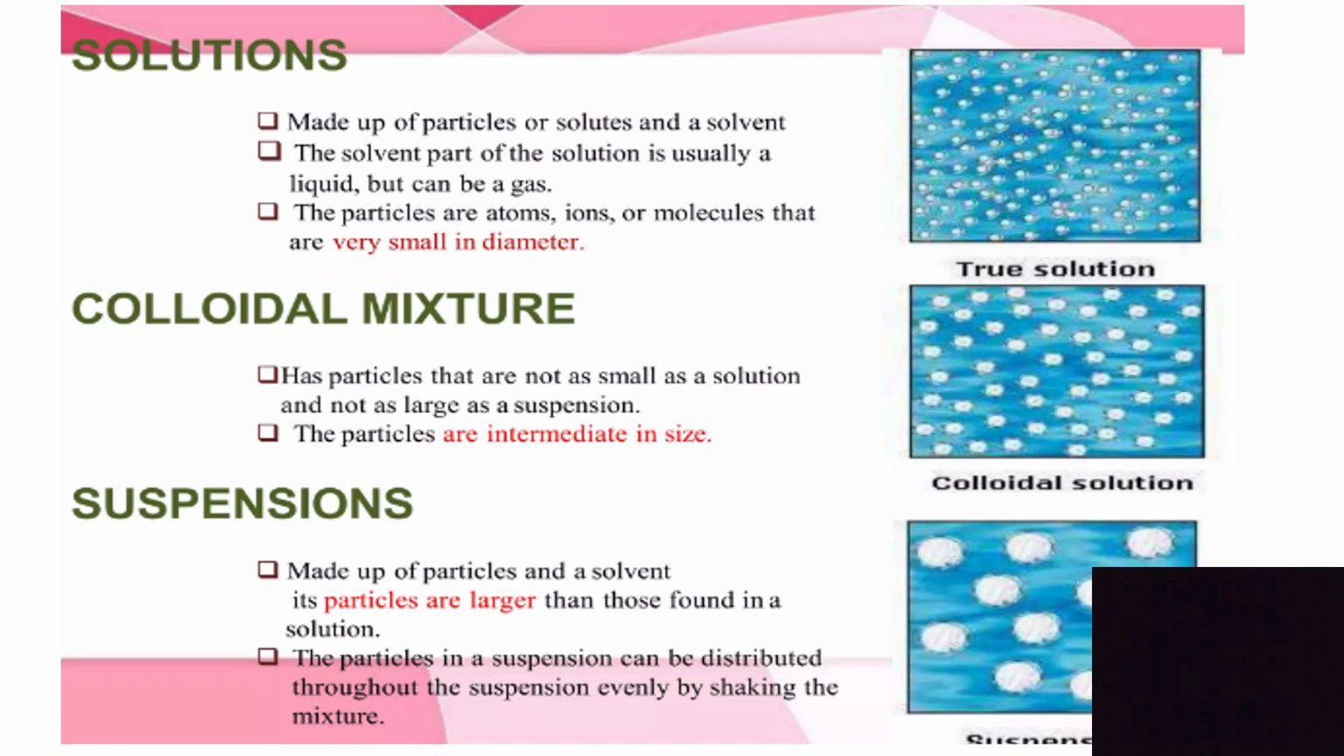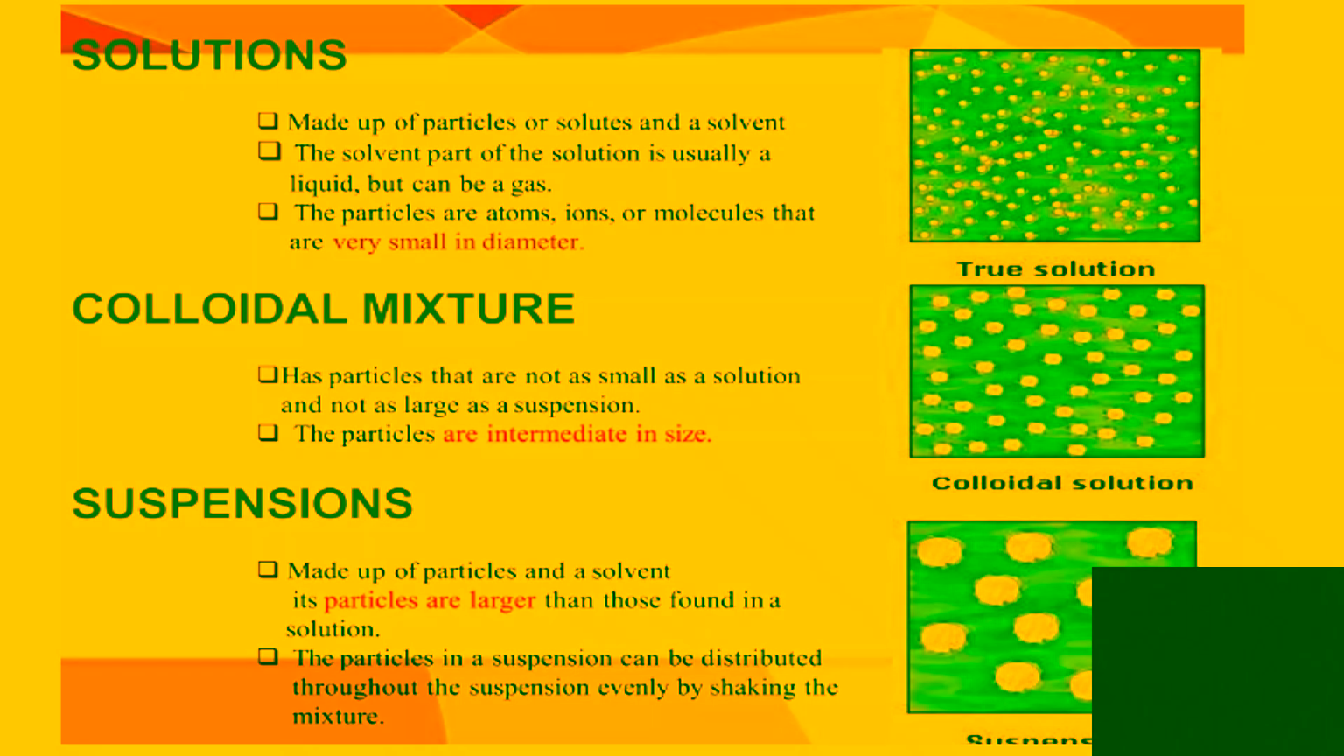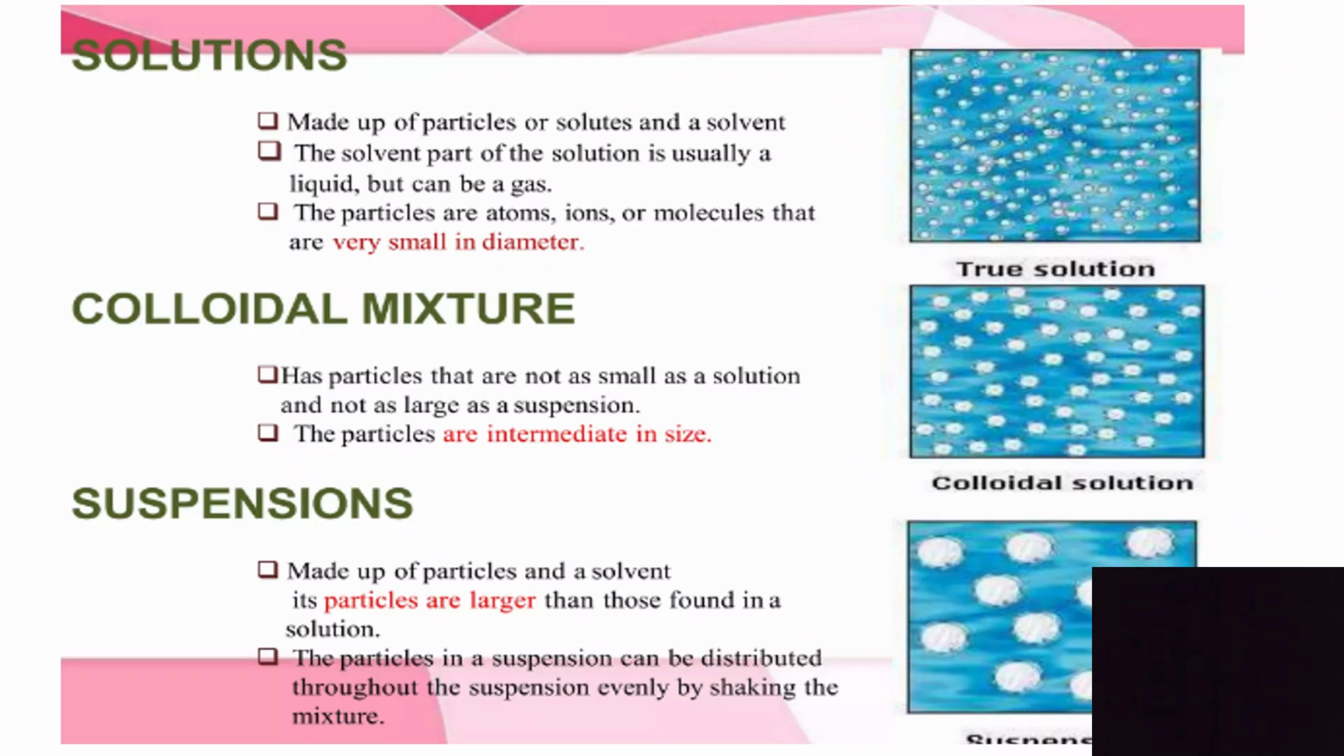Solutions are made up of particles, a solute and a solvent. The solvent part of the solution is usually a liquid but can be a gas. The particles are atoms, ions or molecules that are very small in diameter. A colloidal mixture has particles that are not as small as in a solution and not as large as in a suspension. The particles are intermediate in size.